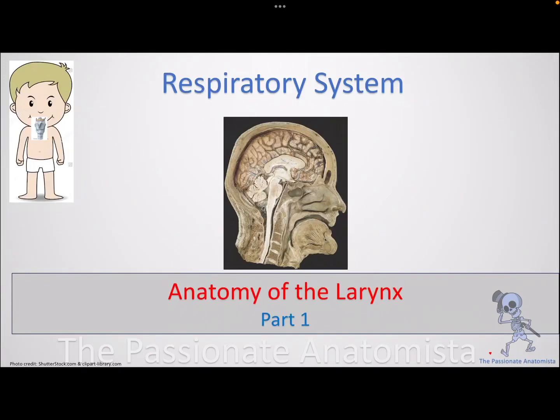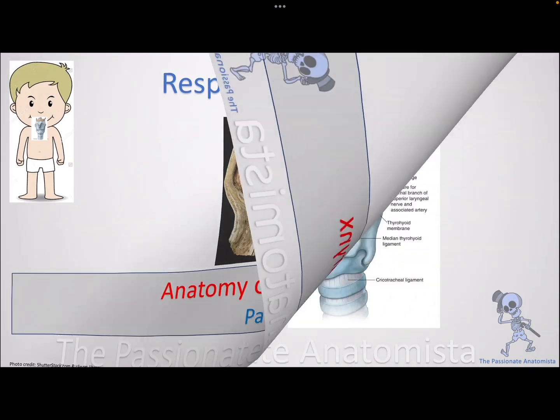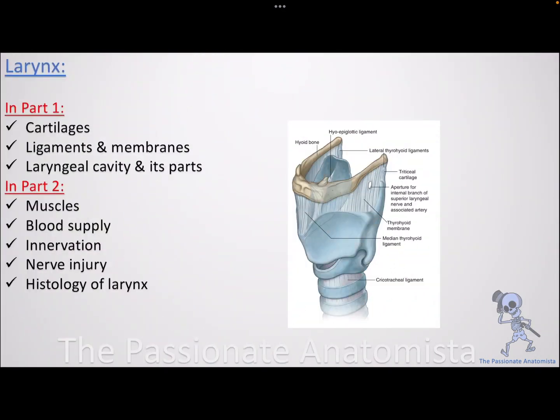Hi guys, we're gonna discuss the anatomy of the larynx in two parts. In part one, we're gonna talk about the cartilages that make up the framework of the larynx, the ligaments and membranes that connect them together, the laryngeal cavity and its parts, and then we're gonna move on to talk about the muscles, blood supply, innervation, nerve injury, and the basic idea about the histology of the larynx in part two.